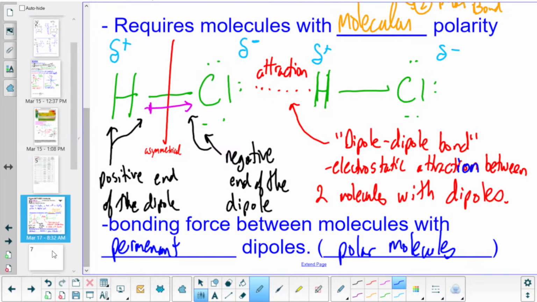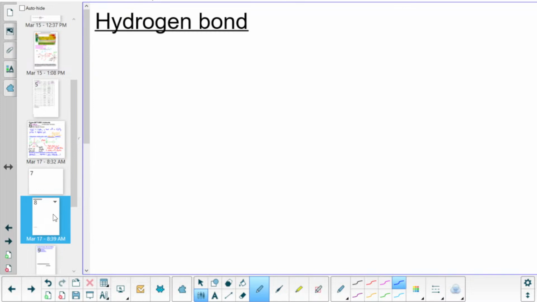Hydrogen bond. I don't know why there's a blank space there. How many of you are in Biology 11 AP? You've done hydrogen bonding? Yes. Yeah, beginning. It'll be a review from the beginning of the year.